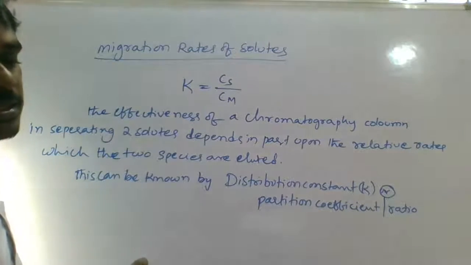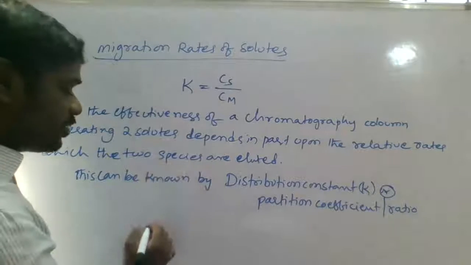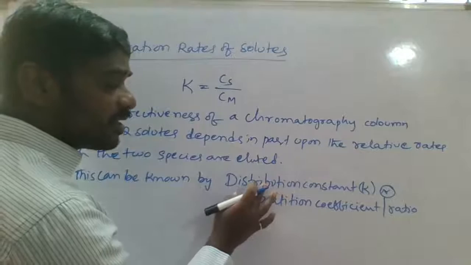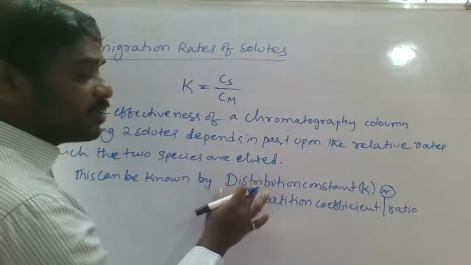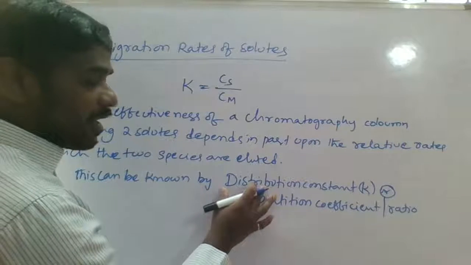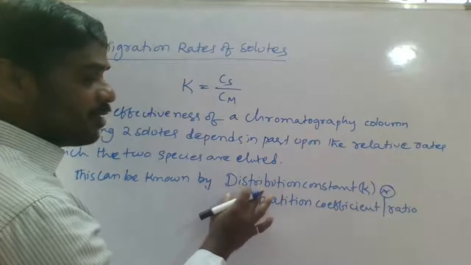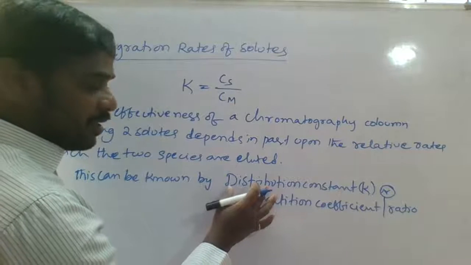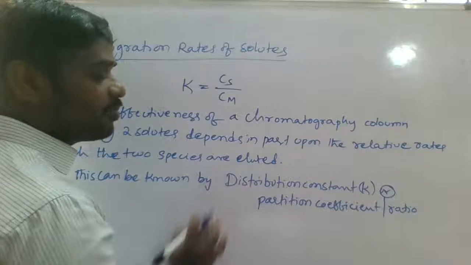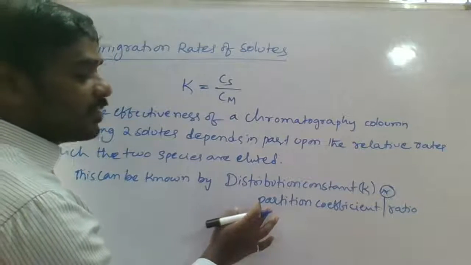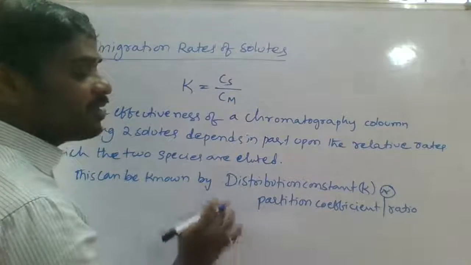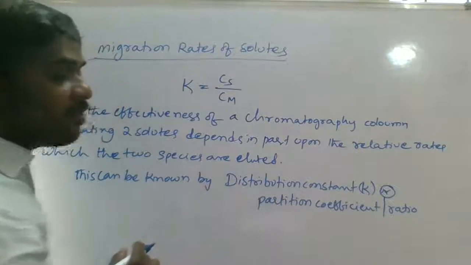So here K is the distribution coefficient. It is used when the stationary phase is solid, so we are using solid chromatography, where gas or maybe liquid is the mobile phase. So in gas-solid chromatography we use the distribution coefficient. And if the mobile phase is either gas or liquid but the stationary phase is liquid, in that situation this is used as a partition coefficient.